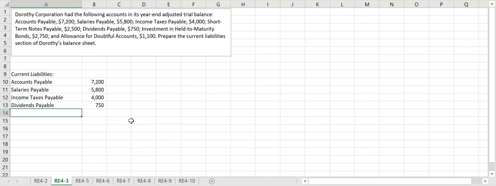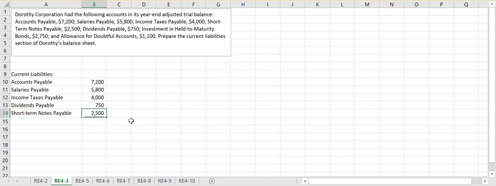We also have our dividends payable, how much we owe to our shareholders in cash dividends or stock dividends at the end of the period. And we have short-term notes payable. And our short-term notes payable is at $2,500. So we're going to sum those together to get to our total current liabilities at the end of the period. Again, goes into our total column. And in total, we're going to owe $20,250.